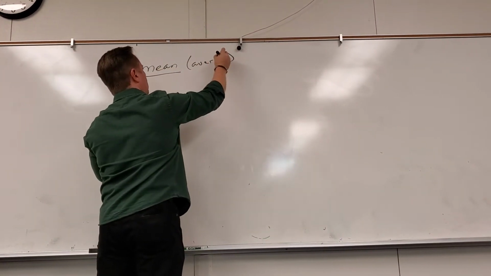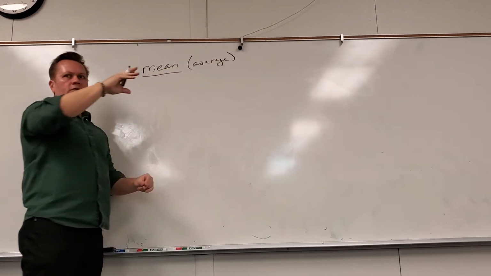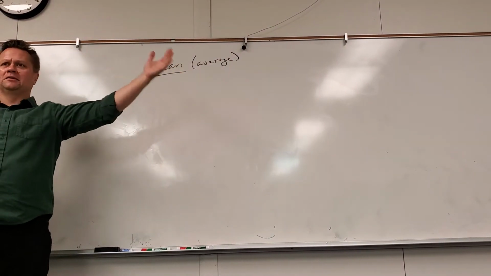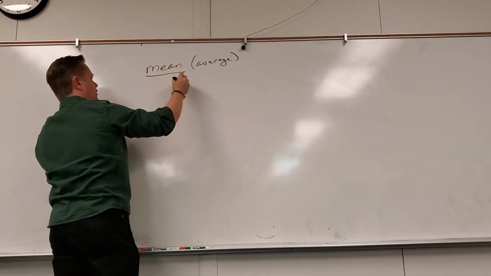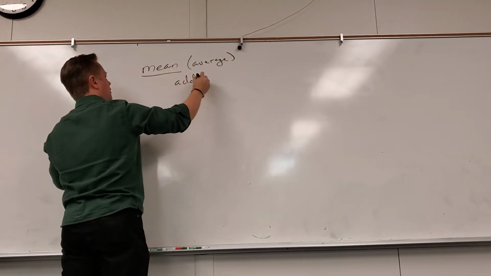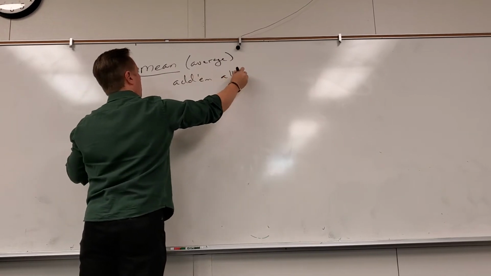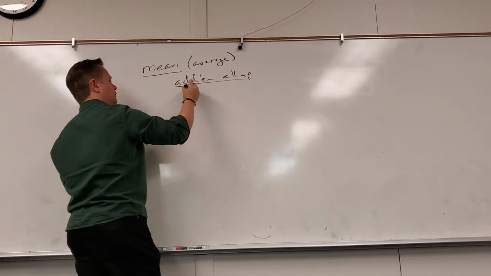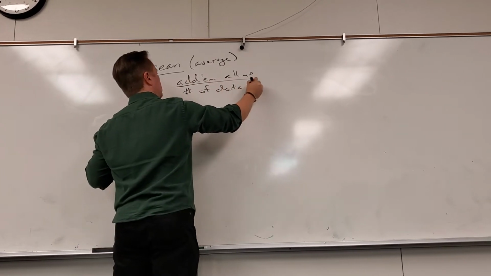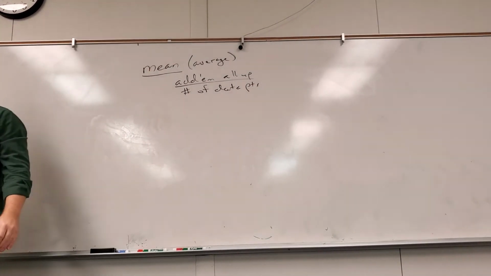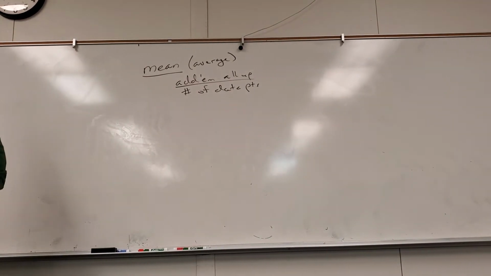Can somebody tell me in English how to calculate the mean for a set of data? Sum of all and then divide by the number. Okay, so let me capture that. In English, you add them all up and divide by the number of data points. We all agree with that? Okay. So we're going to translate this into mathish.